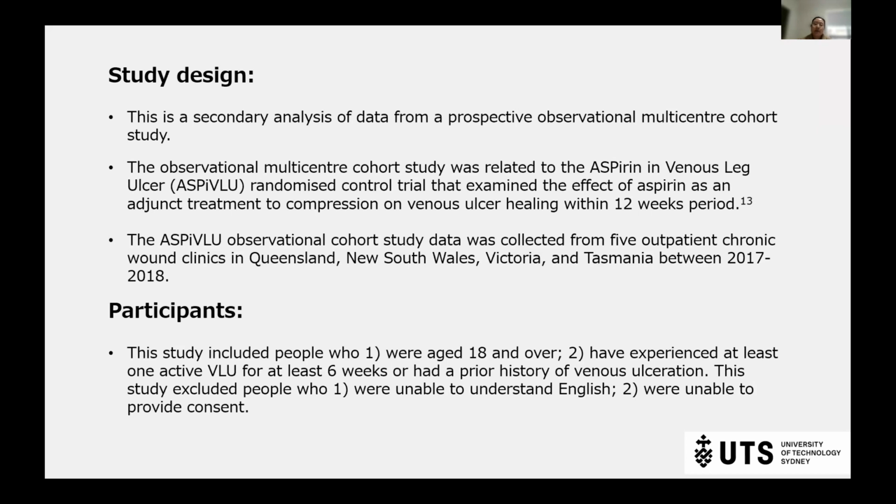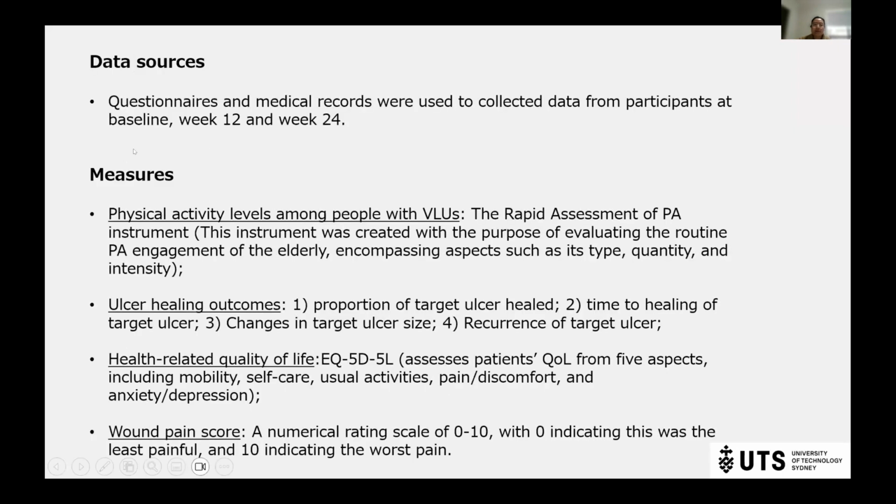In this study, we include participants who were 18 years old and over and had experienced at least one active venous leg ulcer for at least 6 weeks or had a prior history of venous leg ulcer, and we excluded patients who were unable to speak English or unable to provide consent. For the data sources, we used questionnaires and medical records to collect the data from participants at 3 time points: baseline, week 12, and week 24.